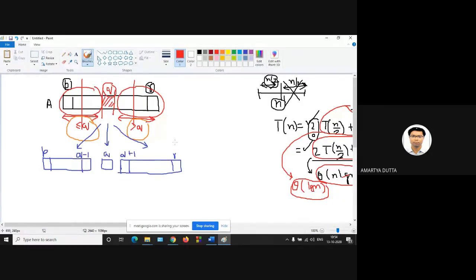After the partitioning, we get this scenario. Every element on the left is less than or equal to Q, every element on the right is greater than Q, and this is your Q. That is, you have to place this Q in such a position that every element on the left side is less than or equal to Q, and every element on the right side is greater than or equal to Q.